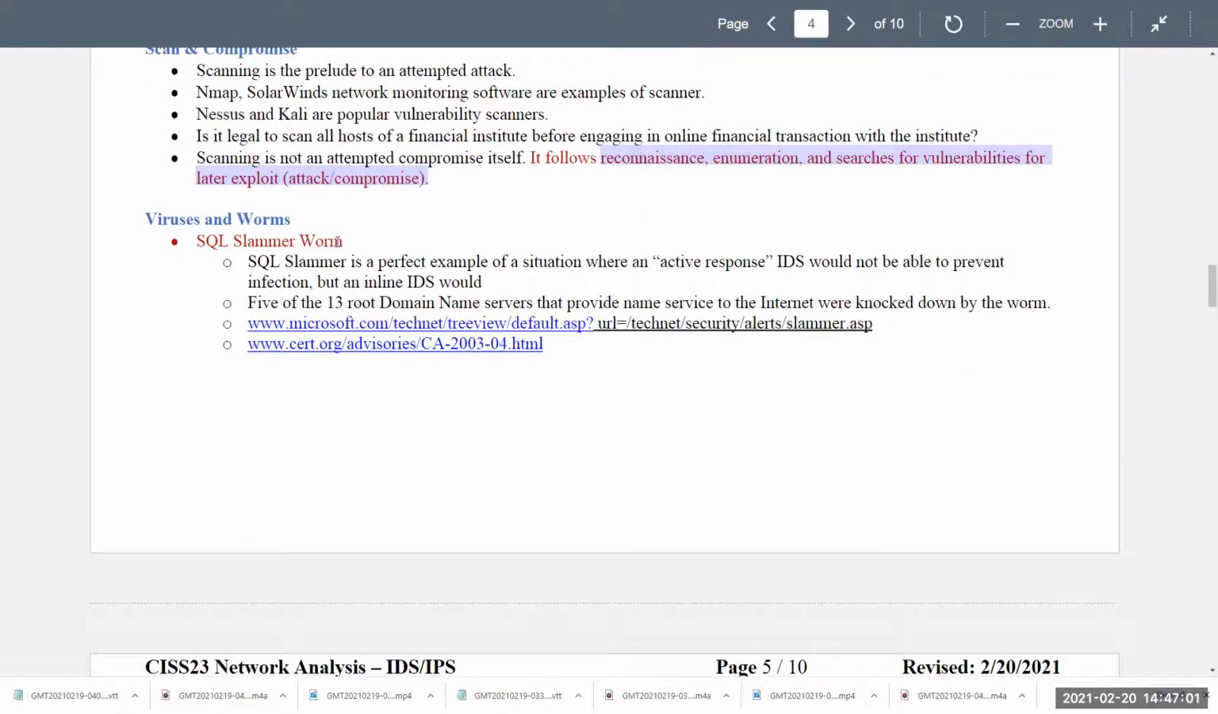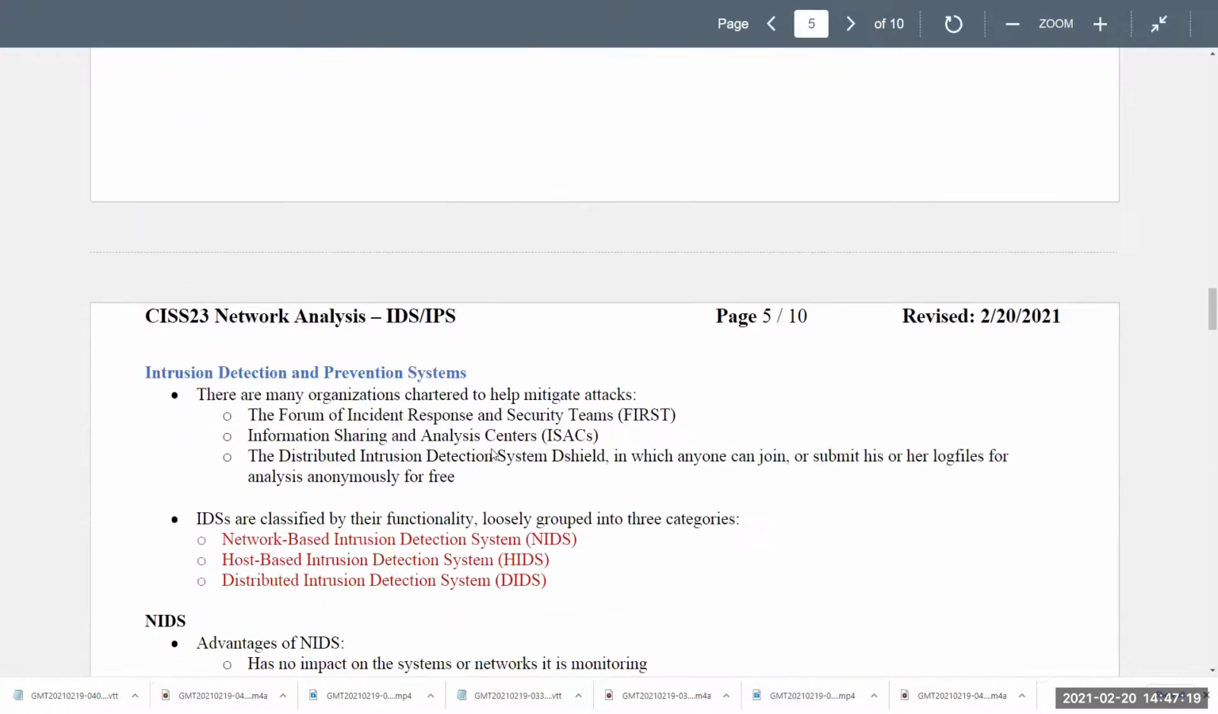Now, there are certain viruses and worms, and SQL Slammer is the one that we will use quite a few times to illustrate the concept, because it only takes one packet to compromise an unpatched system. So we'll go into detail later when we start to do the exercises.